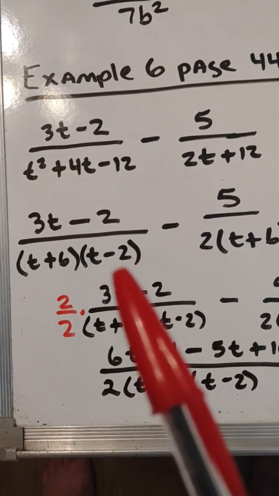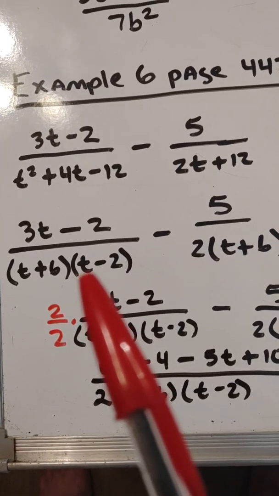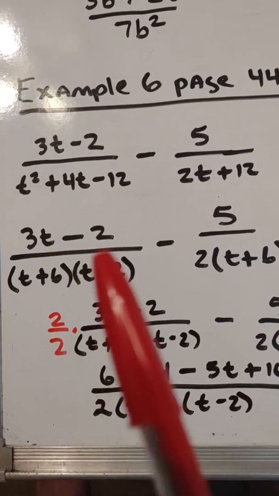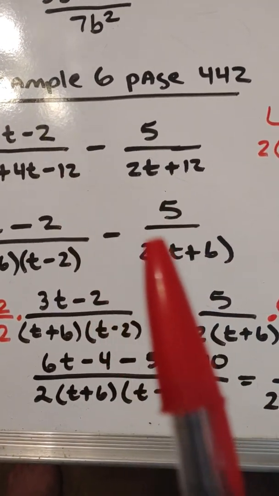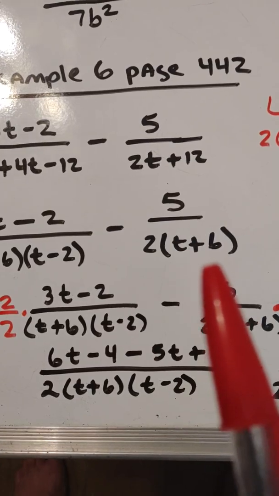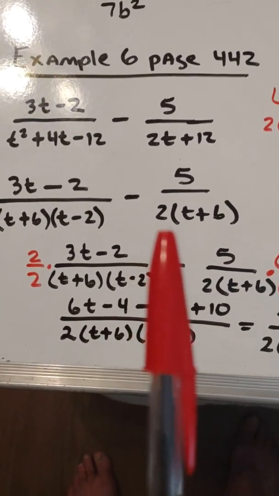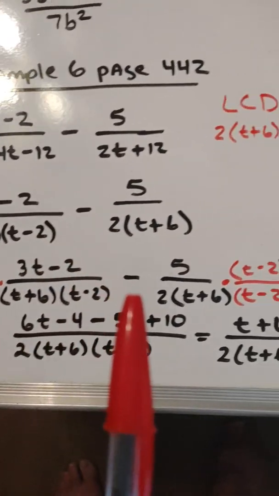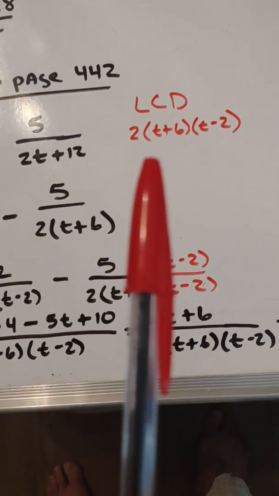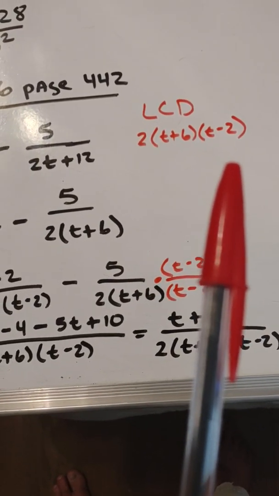My outside times my outside gives me a minus 2t. Inside gives me a 6t. 6t minus 2t is 4t. Works. Here we factor by greatest common factor by factoring out a 2, so we get 2 times t plus 6. And if we look at our different factors, we have a 2, we have t plus 6, t minus 2. So our least common denominator is 2 times t plus 6 times t minus 2.